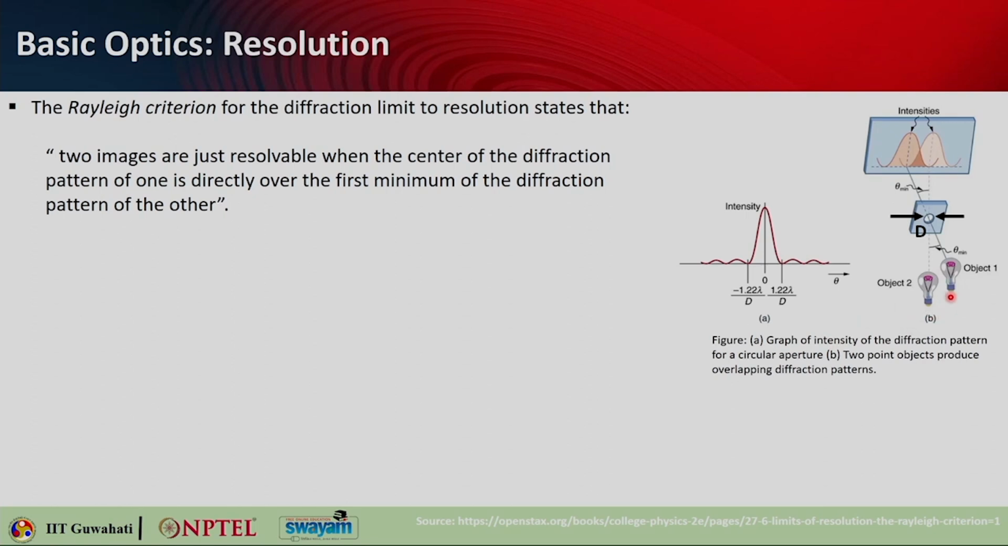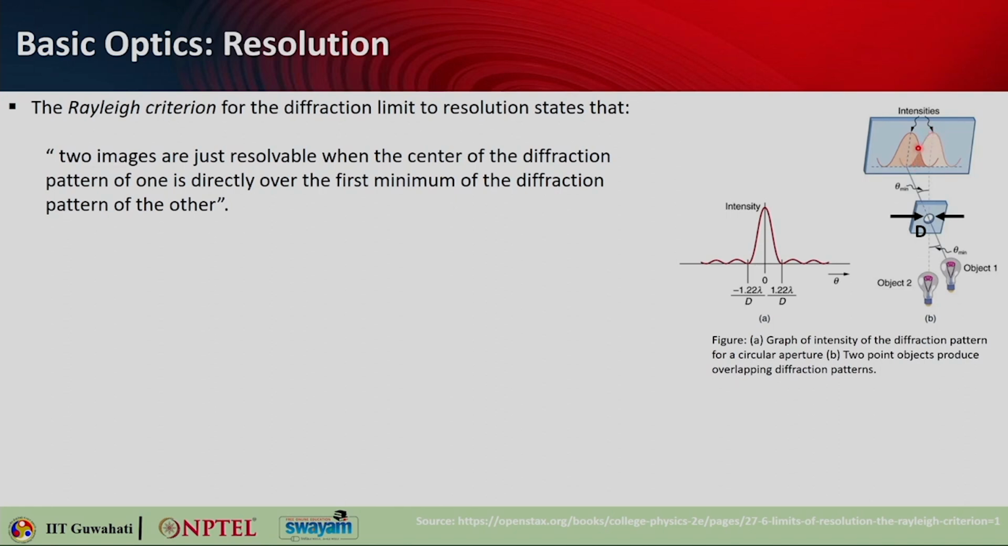They produce an overlapping diffraction pattern like this when you have a tiny circular aperture. The Rayleigh criterion for the diffraction limit to resolution states that two images are just resolvable when the center of the diffraction pattern of one is directly over the first minima of the diffraction pattern of the other. It means these two objects can be resolved as two different objects when the maximum of one is exactly at the first minima of the other.